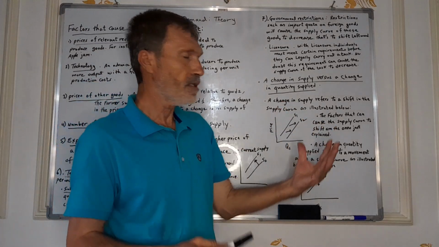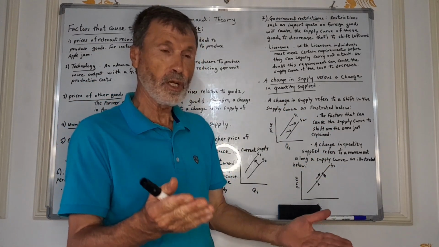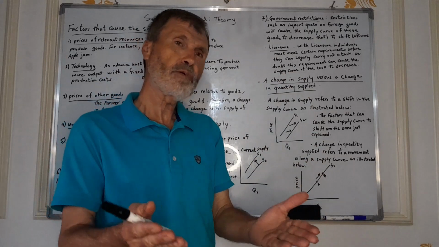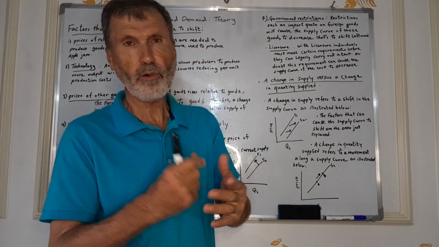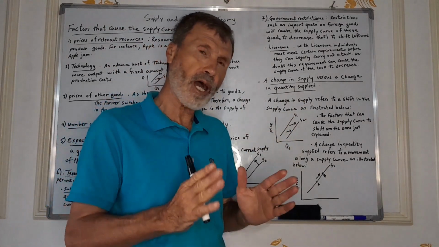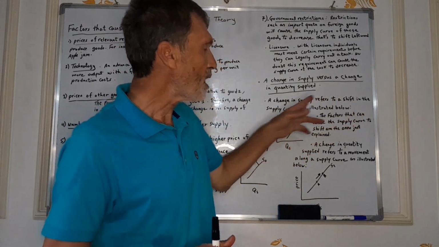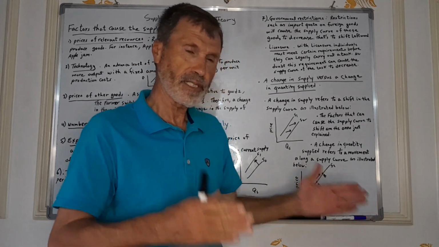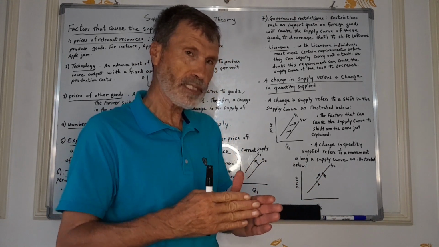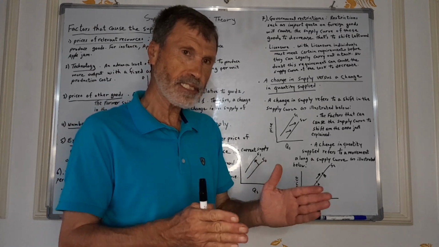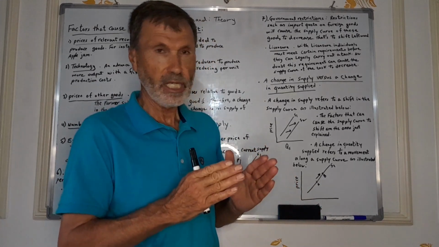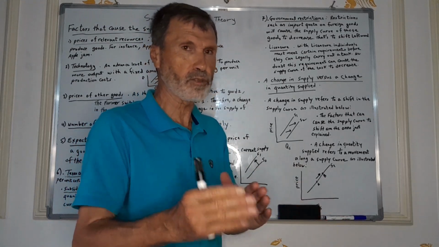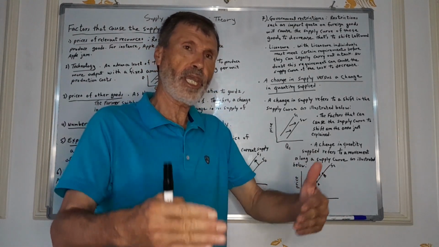Now let us differentiate between two terms. We have already discussed that when we talked about the demand. Now in supply, we have to differentiate between a change in supply and a change in the quantity supplied. A change in supply refers to a shift in the supply curve, either an increase or a decrease. When we say supply increases, it means it shifts to the right. When we say supply decreases, it means it shifts to the left. So a change in supply refers to a shifting of the supply curve, either to the right or to the left.